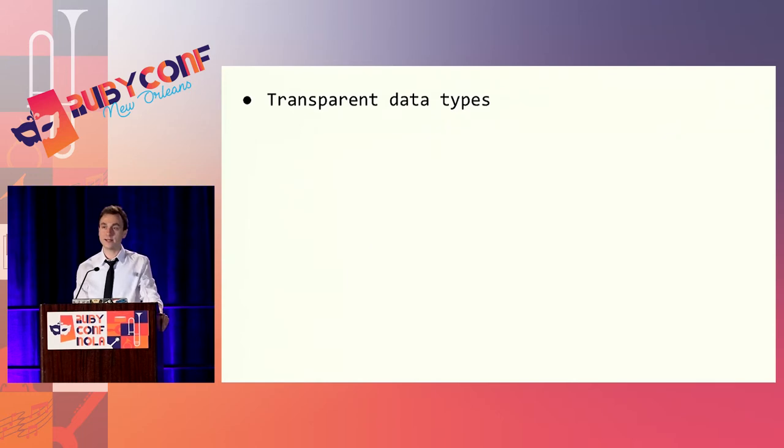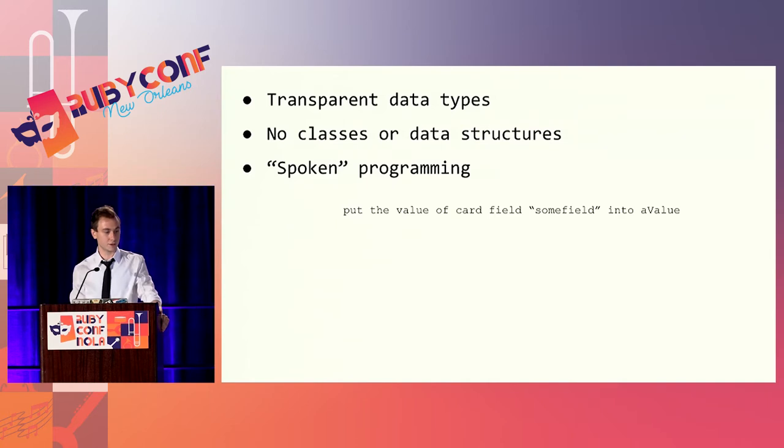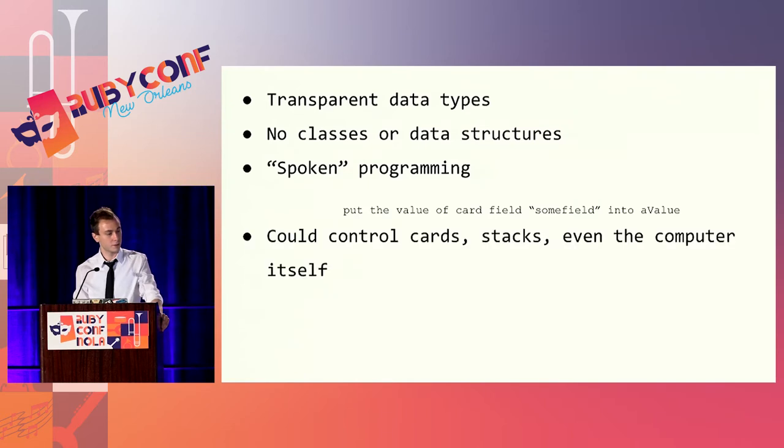HyperTalk had transparent data types. You basically just type words. You didn't say this is a number, or this is a string, or anything like that. There are no classes or data structures. Things that you would write tended to look like this: put the value of card field some field into buff out. And it went well beyond that, obviously, but I think that's a pretty good example.